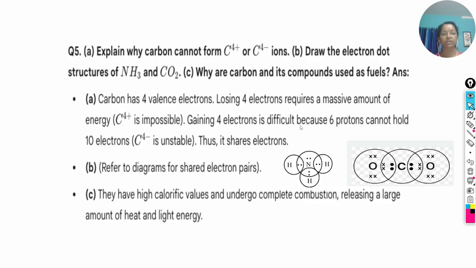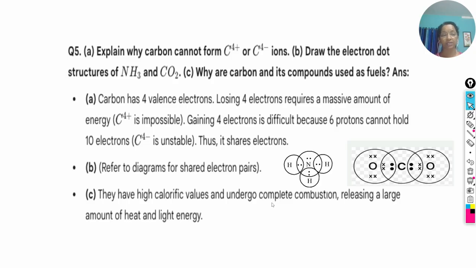For the diagram, draw the electron dot structure of ammonia. When you draw this diagram, be very careful that the 2 electrons which are not taking part in the covalent bond formation should be drawn here. It should be shown here, then only nitrogen will be complete with its octet. And coming to carbon dioxide, these are the electrons of carbon. Carbon has 4 electrons, and it is joining with the oxygen on either side. This is carbon dioxide.